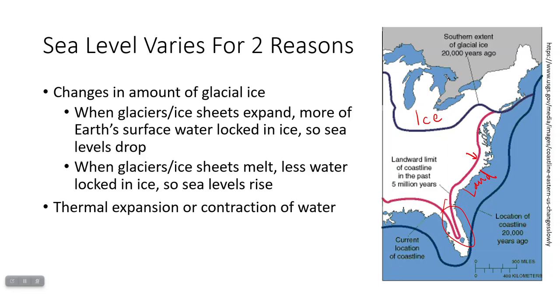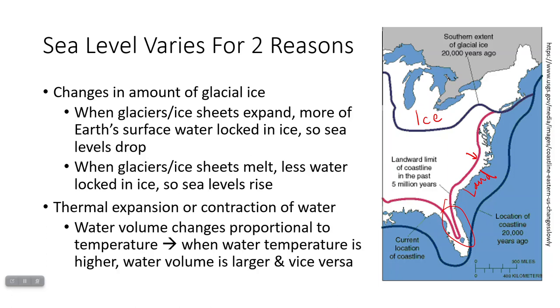Then there's thermal expansion or contraction of water. When you heat water, it expands in volume. So if you have higher temperatures in the ocean, that water is going to expand in volume. And you can't really measure this as easily in, say, a pot of water or a glass of water because it's a small amount of expansion. But when you have a mass of water like the ocean, small differences in temperature can cause these larger changes in the volume. So when the ocean temperature is warmer, it's going to expand, and that's going to raise sea levels. So more land will be underwater.